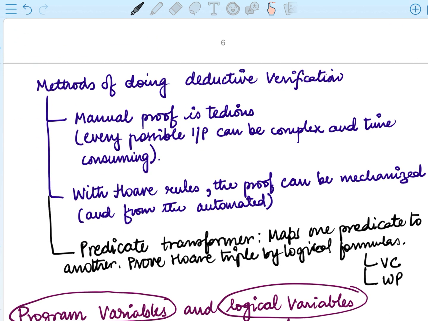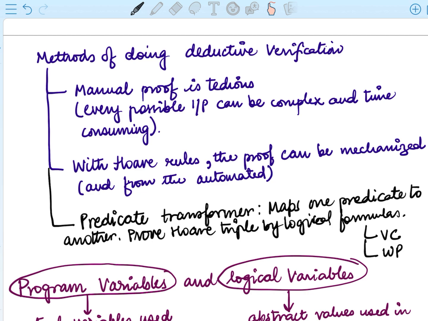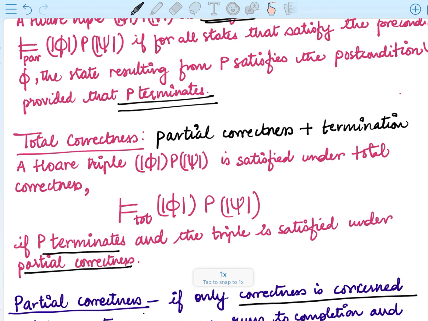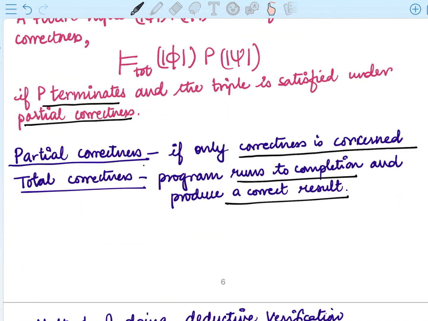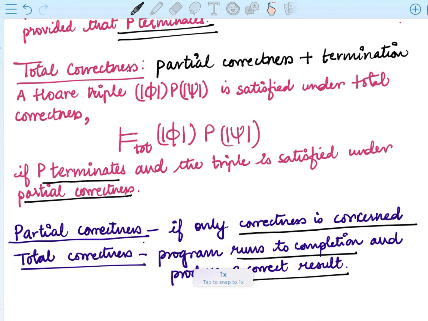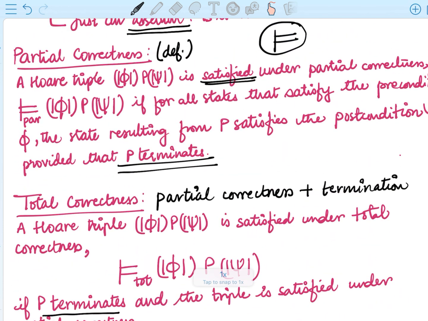Now, what are the methods of doing deductive verification? Right now, what we've understood is that we will either prove it partially correct or totally correct. Then we need to understand, if we are doing it with a satisfaction relation, what it says: if all states that satisfy the precondition phi, the state resulting from P satisfies the postcondition psi, provided that P terminates.